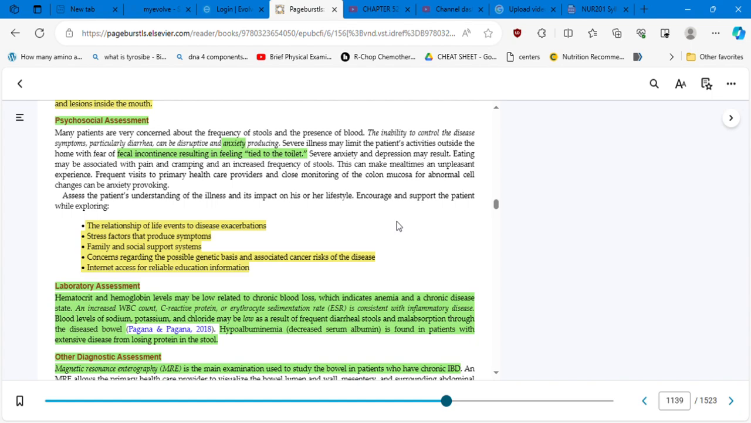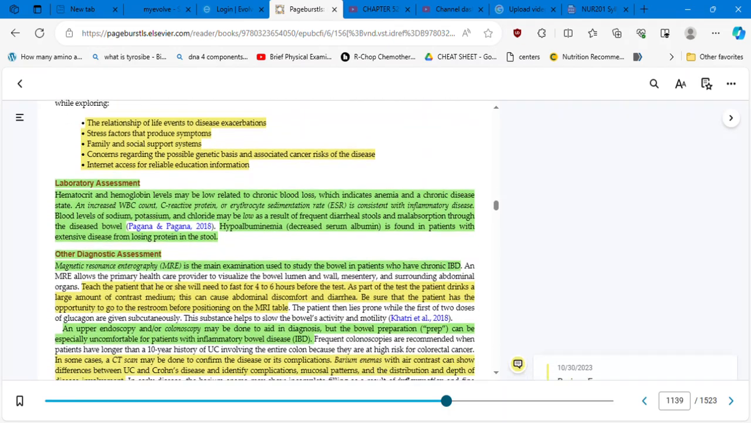The relationship of life events to disease exacerbation. We need to consider all these factors: stress factors that produce symptoms, family and social support systems, concerns regarding the possible genetic basis and associated cancer risks of the disease, and internet access for reliable education information. Laboratory assessment.